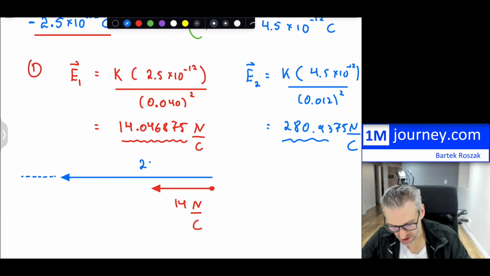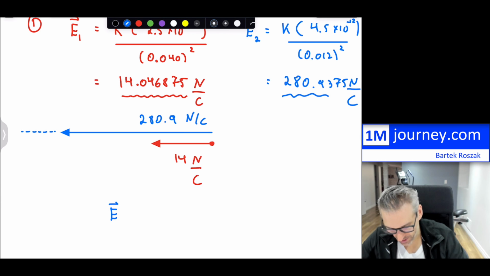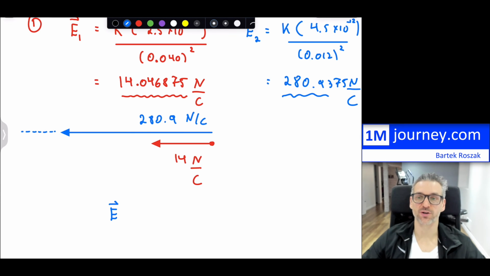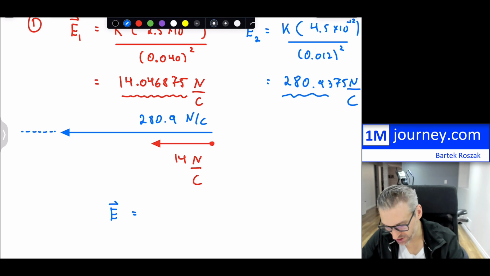So this is going to be approximately 280.9 newtons per coulomb. And now if you want to find what the total is, the electric field in total is nothing else but the summation of the two. In this case, they're in the same direction, so it's easy to do the vector addition. That's just the addition of the two.